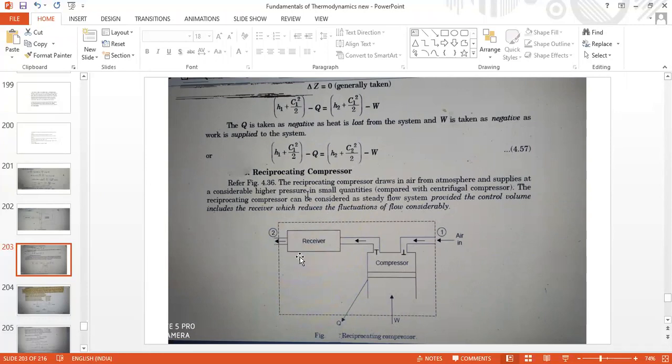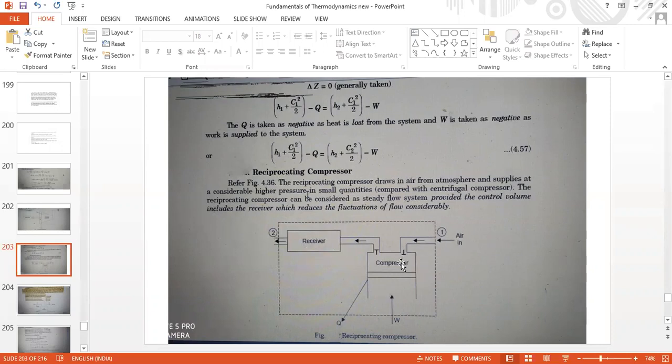Here the receiver will have compressed air, and from this receiver we use it for our purpose, say for inflation of tires of a car or automobile vehicle. That is what a receiver is, which stores compressed air.